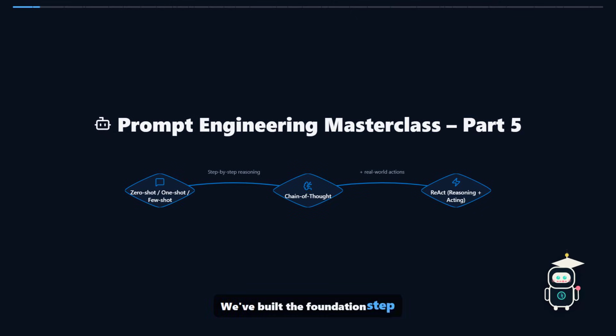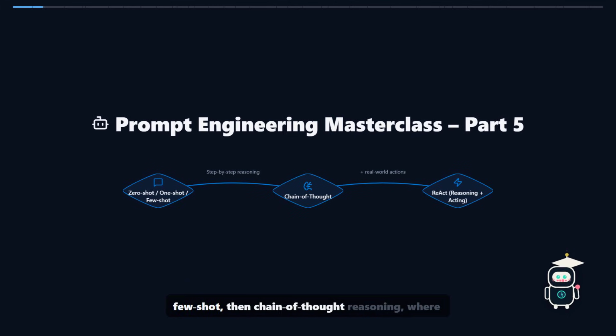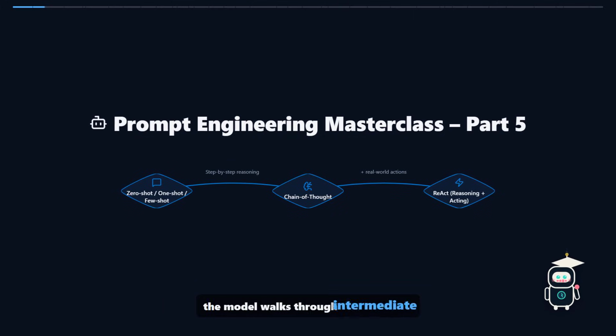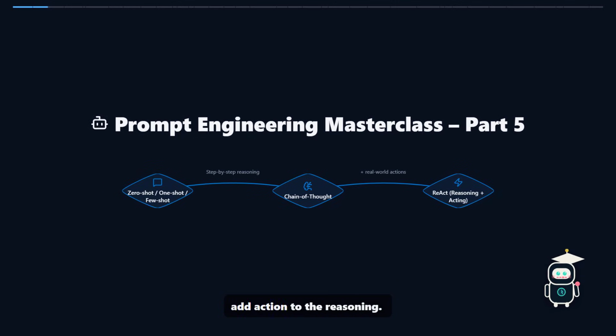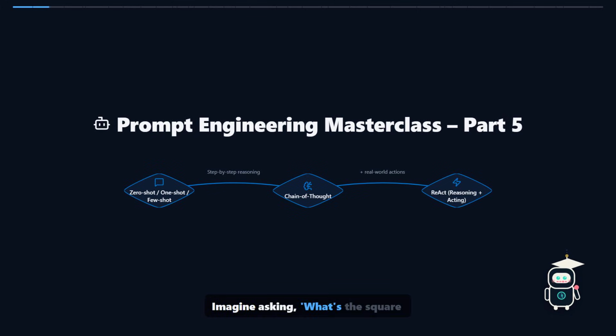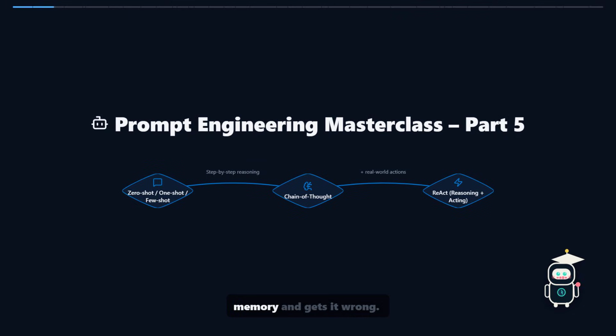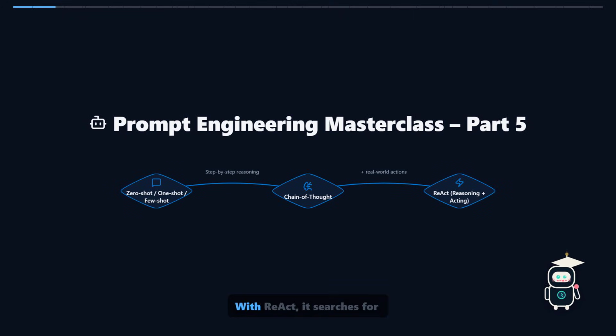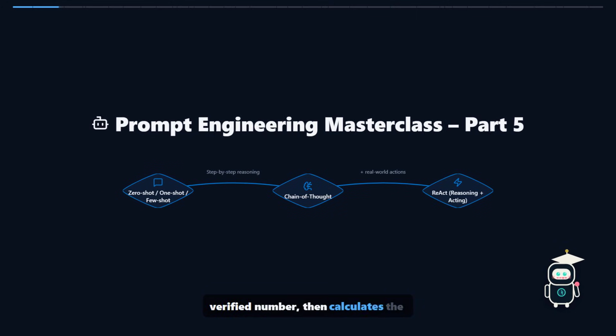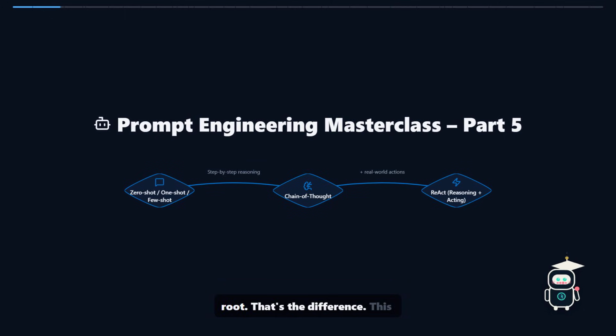We've built the foundation step by step. 0 shot, 1 shot, few shot, then chain of thought reasoning, where the model walks through intermediate steps before answering. Now we add action to the reasoning. Imagine asking, what's the square root of the current population of Tokyo? Without this, the model guesses the population from memory and gets it wrong. With ReAct, it searches for the population first, gets a verified number, then calculates the root. That's the difference. This is how AI agents actually think.